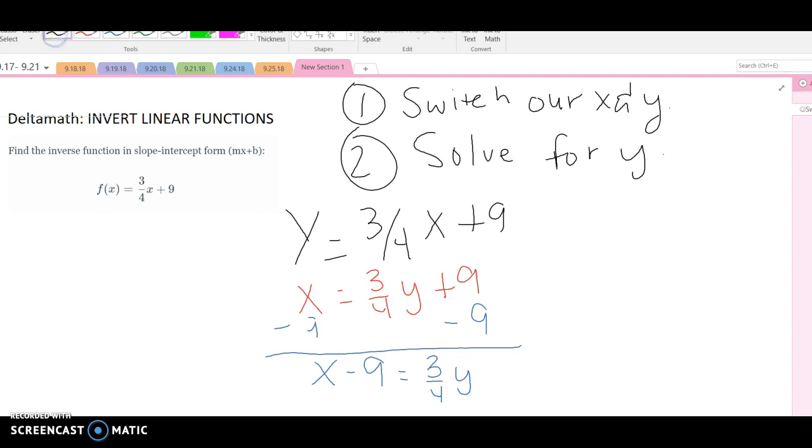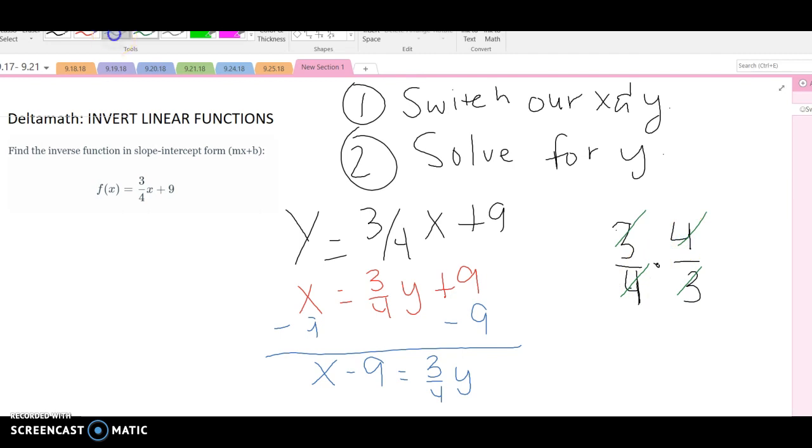Alright, so this is where the tricky part comes in. We have to get y by itself, but it is being multiplied by this fraction. How can I get rid of 3 over 4? Well, if I have 3 divided by 4 times, what if I multiply it by its reciprocal? 4 divided by 3. In this case, the 3's cancel out, the 4's cancel out.